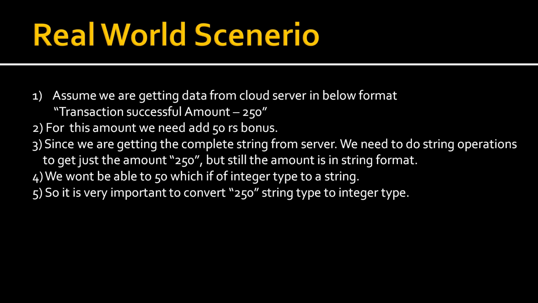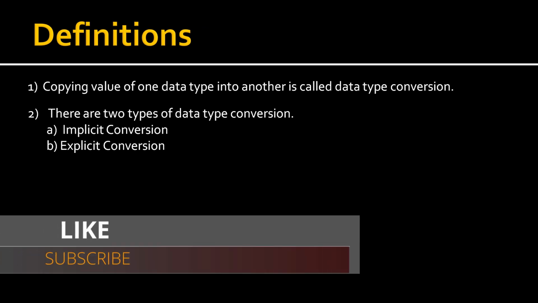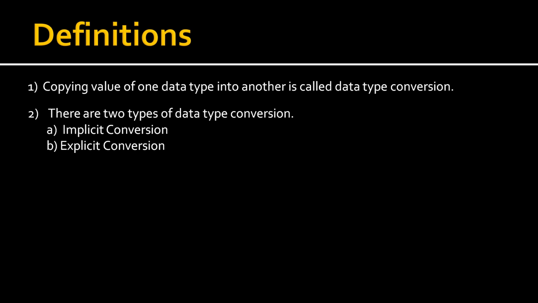We might come across different scenarios also where we will need data type conversions of different data types. We'll see the definition. The definition is: copying a value of one data type into another data type is called data type conversion. There are two types of conversion: one is implicit conversion and the other one is explicit conversion.